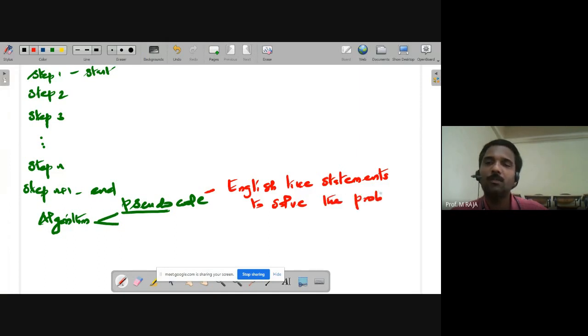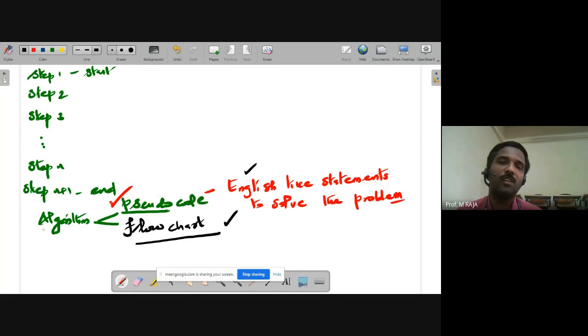Whatever we are going to state in the steps can be defined like a procedure or some statements 1, 2, 3, 4, 5, 6, etc. We need not number it, but we can provide the procedure of how to solve it in terms of normal English-like statements. So this is one way to represent the algorithm. The second way to represent an algorithm is a flowchart. Flowchart is the diagrammatic representation to specify the term algorithm. So algorithm is represented either using a pseudocode or using a flowchart.